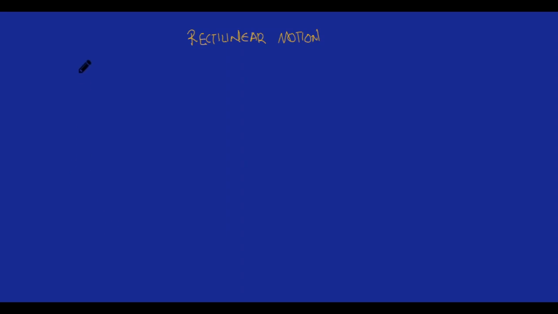Hello, in this video we'll be taking a look at rectilinear motion, which is a very important application of the use of derivatives. So we'll be taking a look at two questions to explain this concept. So the first question we'll be looking at is this.